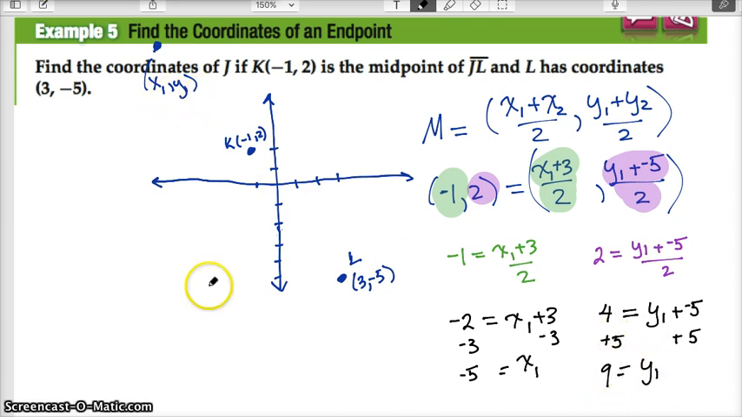So now I've got my ordered pair for J. I keep calling it L. I don't know why. I've got my ordered pair for J. Thank you for being patient with me. (-5, 9). Let's take a look at the last example.